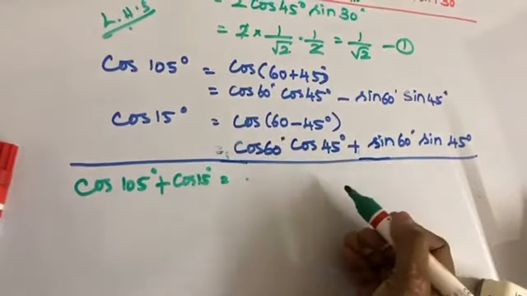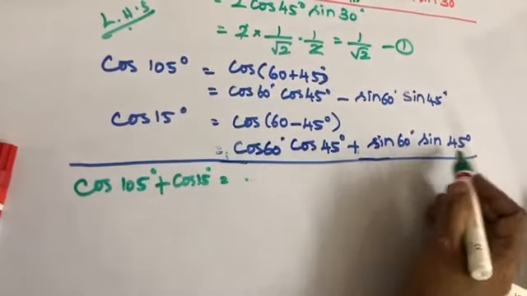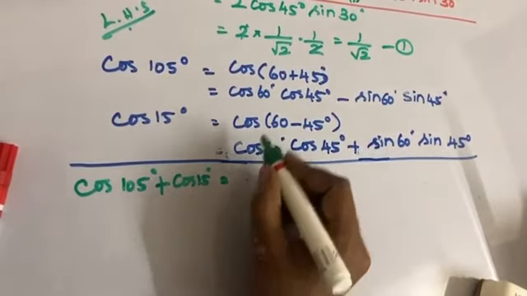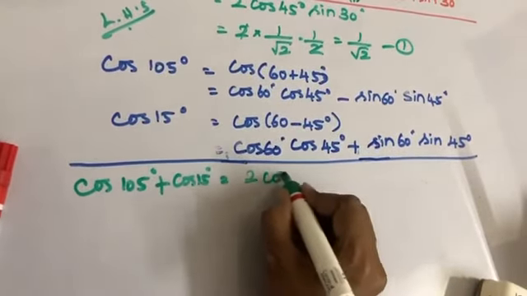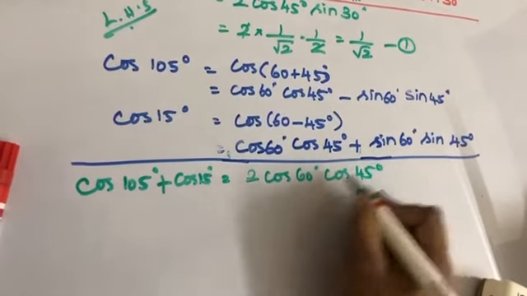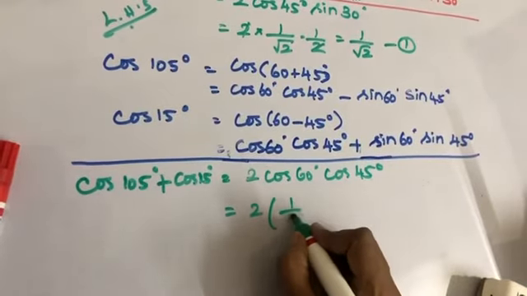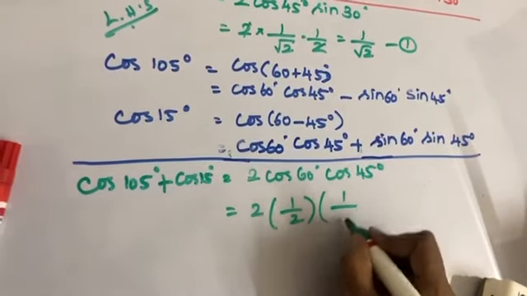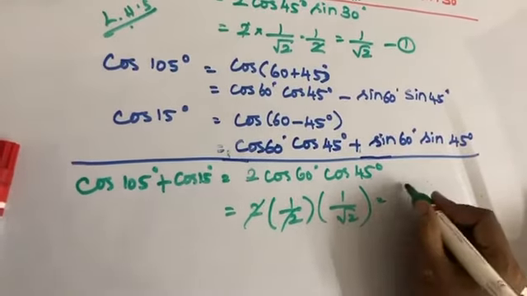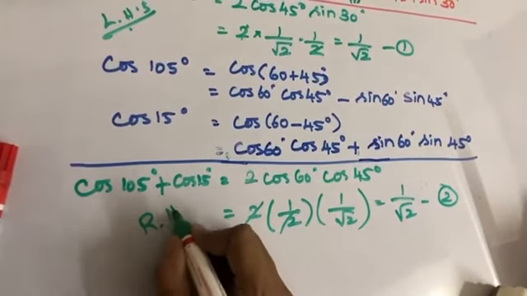While adding this, minus sin 60 sin 45 here, plus sin 60 sin 45 there. Both of them will get cancelled and here we get 2 cos 60 degree cos 45 degree. That is equal to 2 into cos 60, which is 1 by 2, cos 45 is 1 by root 2. So 2 and 2 will get cancelled. We get 1 by root 2, and it is our equation 2 and this is the value for our right hand side.